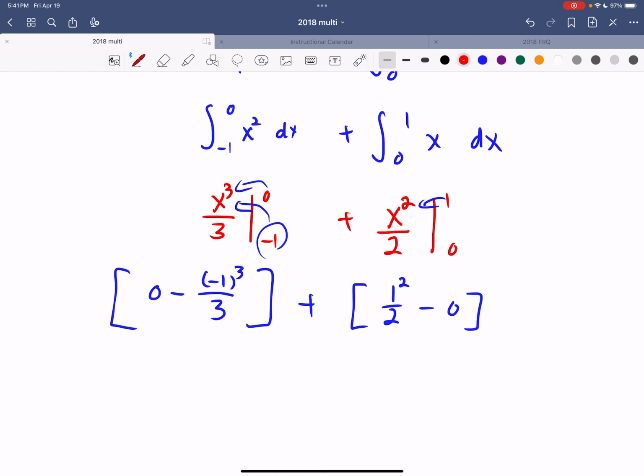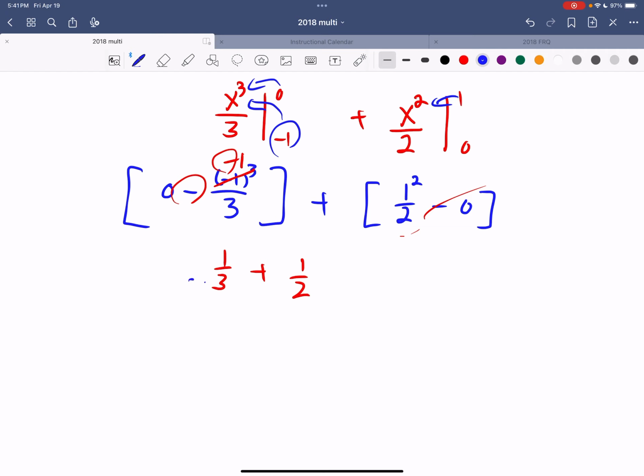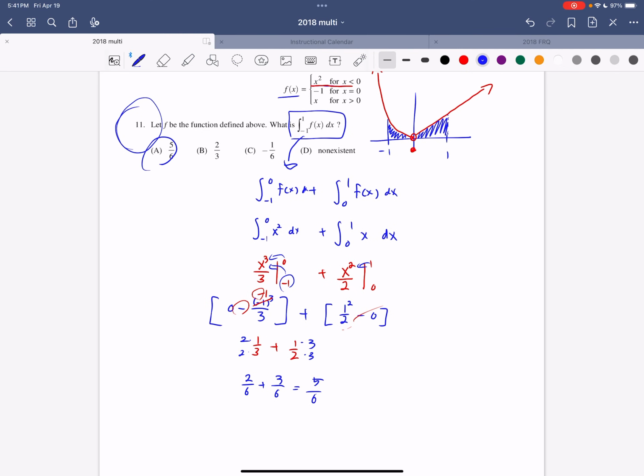Yep, let's do one by one. (-1) to the third power is just -1, but negative times negative is positive, so this one is 1/3. Plus, 1 squared is still 1, and 1 over 2, minus 0, who cares about 0, so it's just 1/2. And obviously, they cannot be combined, so multiply by 2 on top and by 3 here. It's going to be 2 over 6 plus 3 over 6, which gives you 5 over 6. So that's going to be the area under the curve. Therefore, the answer is going to be A, okay? Hope it makes sense to you.